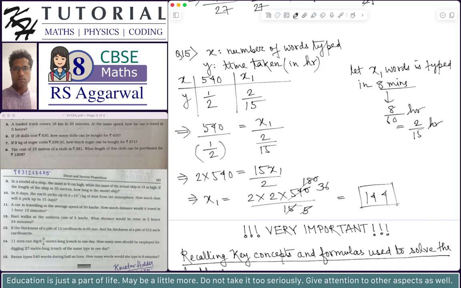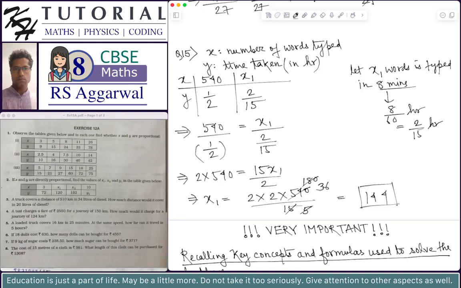Okay, so this brings to an end solving the 15 problems from exercise 12A, which are all based on direct proportion. Now let's quickly recall the concepts and the formulas that we have used in solving these problems.